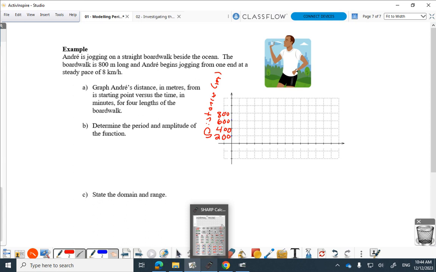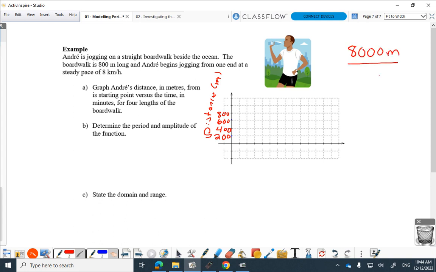Now, this is difficult. 800 meters long, and he's going 8 kilometers per hour. So I'll do it the non-physicsy way. I won't get carried away here with physics. I'll just do a little thinking here and go, if he's going 8 kilometers per hour, then he's doing 8,000 meters in 1 hour. I did that little measurement conversion here. So to do 800 meters, divide it by 10. So take 1 hour and divide it by 10.